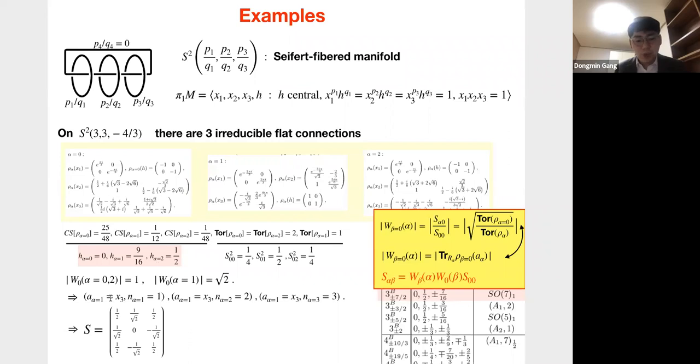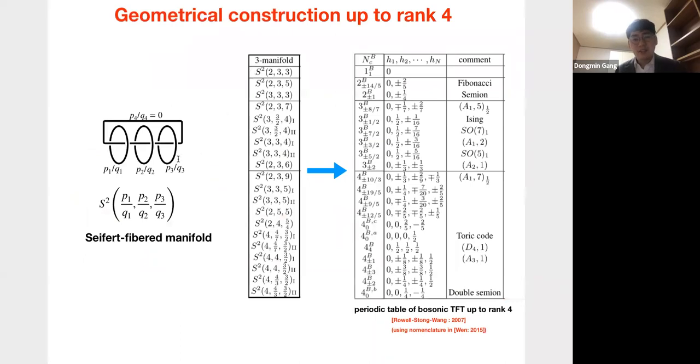We can also compute the full S matrix using the dictionary, and confirm that this full S matrix is also the same as the full S matrix of this one. In this way, we scan this type of 3-manifold labeled by three fractional numbers, and we can reproduce all the topological phases up to rank four. We stopped at rank four for simplicity, and we can continue this classification to higher rank, and we believe that all the topological phases can be obtained in this way. For each 3-manifold of this type, we can construct the topological phase and read off the modular structure, and this is compatible with the previous classification. We can reproduce all the topological phases using this geometrical construction.